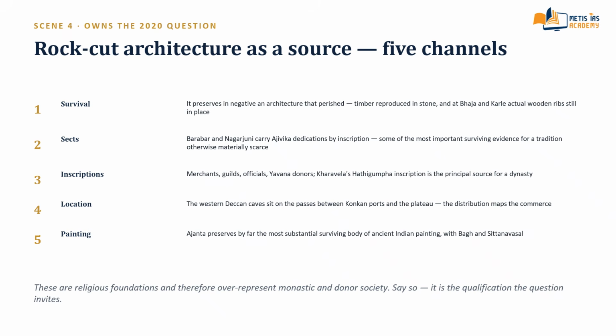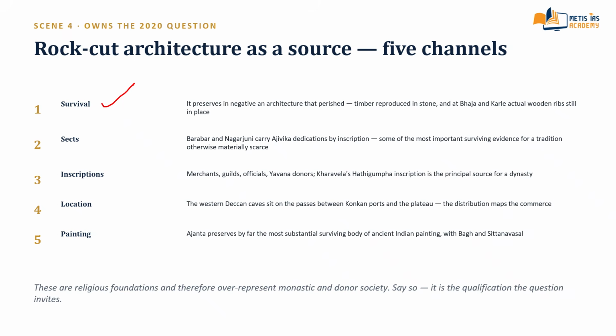First one is survival. What is the survival, and specifically what survives in negative? Early Indian structural architecture was built largely in brick and timber, and that is what is gone. Much of early India's structural architecture, and its timber architecture above all, has simply disappeared, but the rock cut hall was not built. It was excavated, cut into living rock which does not fall down.